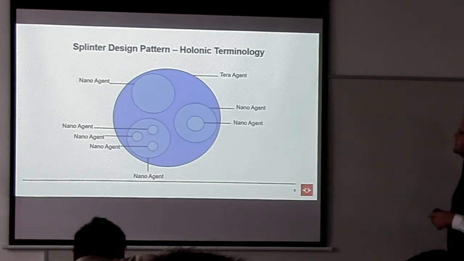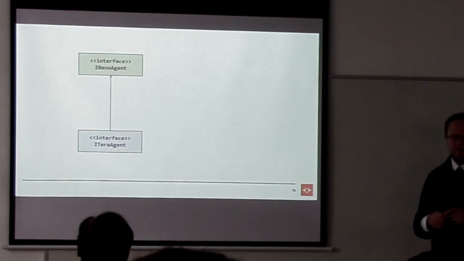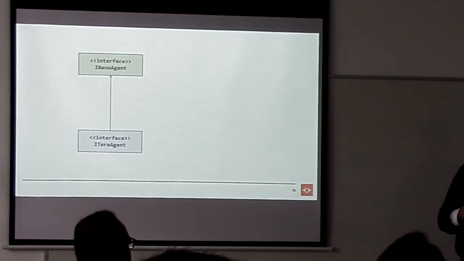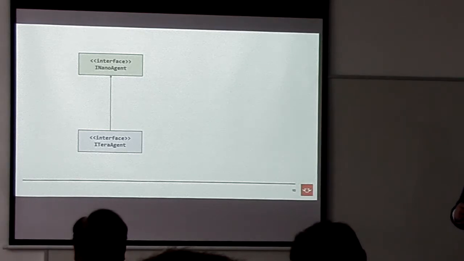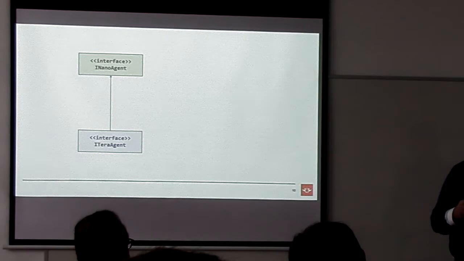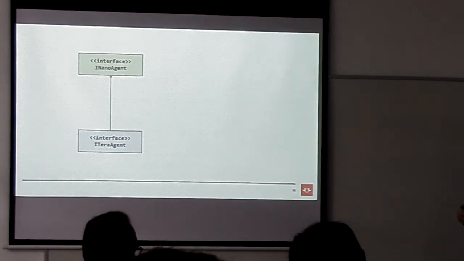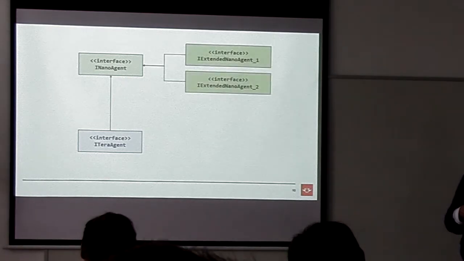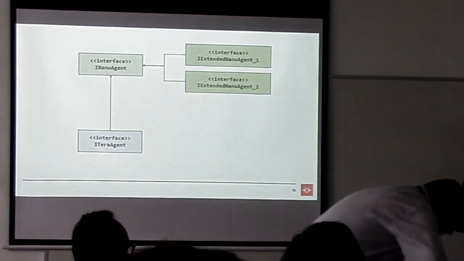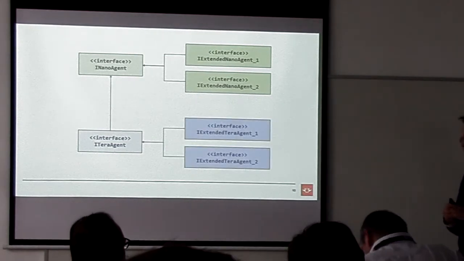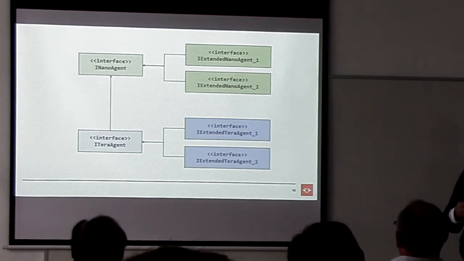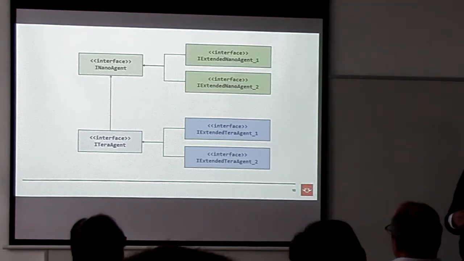The second principle in the Splinter design pattern, and it's probably the most important one, is that the design of every agent starts out as an interface. We don't have class implementations. The Splinter design pattern goes against that. So every single agent starts out as an interface. And because of that, we have two core interfaces, the nano interface and the Terra interface. So every nano agent must inherit from the nano interface, and every Terra agent must inherit from the Terra interface. And this allows Splinter to enforce some form of predictability and behavior over all the agents.